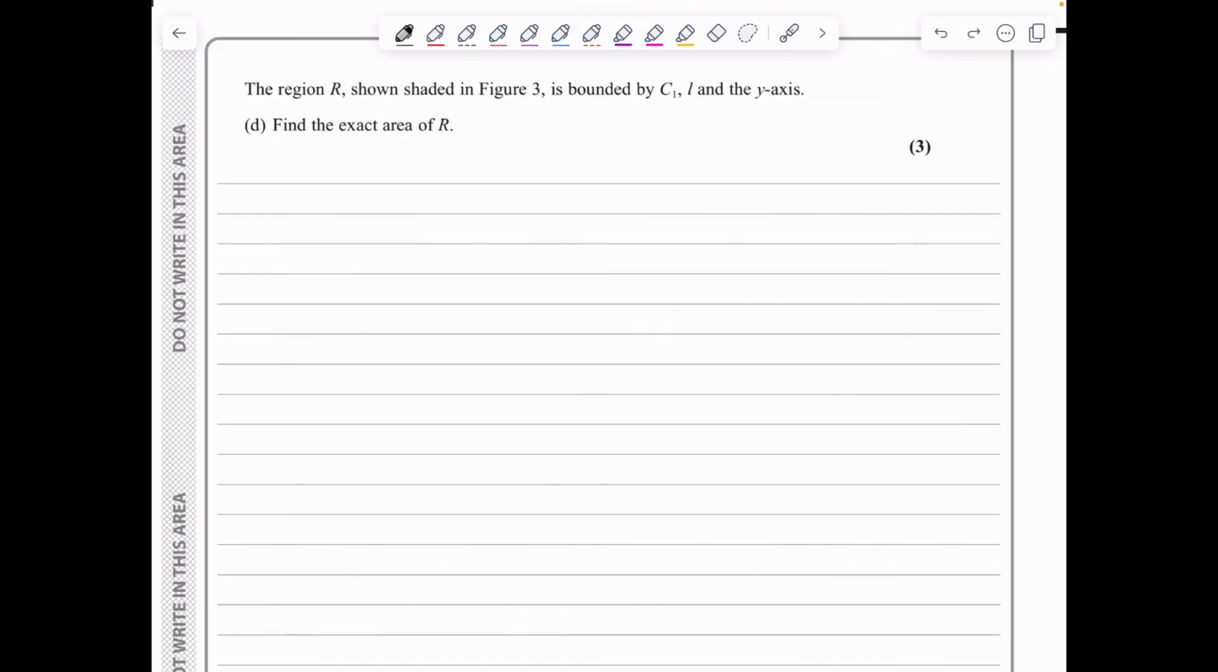So to find the area R, I'll be integrating from 0 to 2. These are the x limits, and I've got above the curve C1 with equation x cubed minus 5x squared plus 3x plus 14, minus the line which is below, which has equation a third x plus 22 over 3, with respect to x. I will start by simplifying the expression to be integrated.